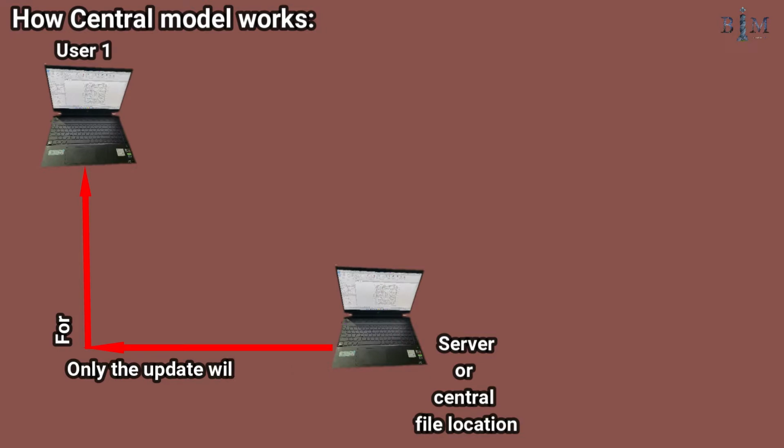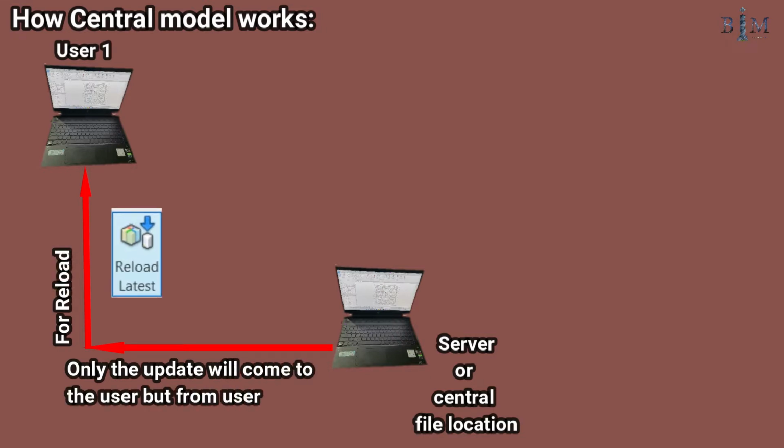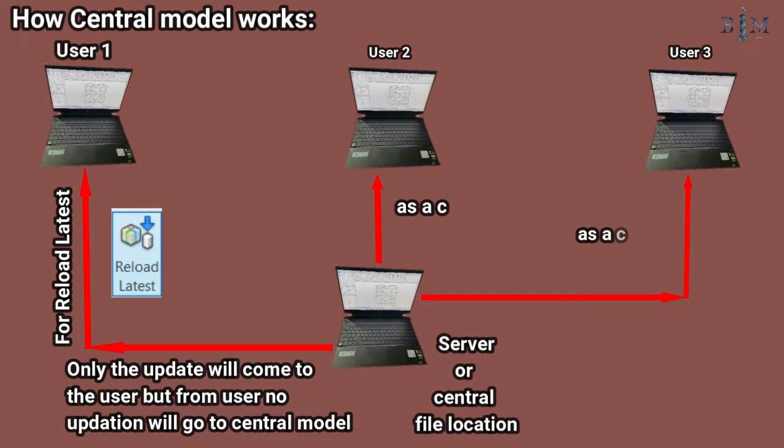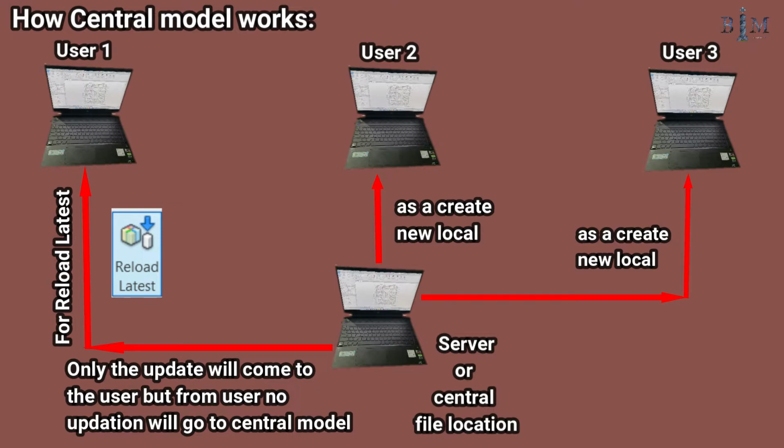If in case you want to load the latest update from the central model, then click reload latest. In that case, no update will go to the central model. So in this way, you can make a bond between the central model and your local model. The central model can be opened by other users or PCs also as create new local, and other users also use synchronize, relinquish and reload latest tools to bond with the central model. At the last, the central model will be the most updated model as all updates are coming to it. So that's why if the client requires any central Revit model, then always take the central model for submission.